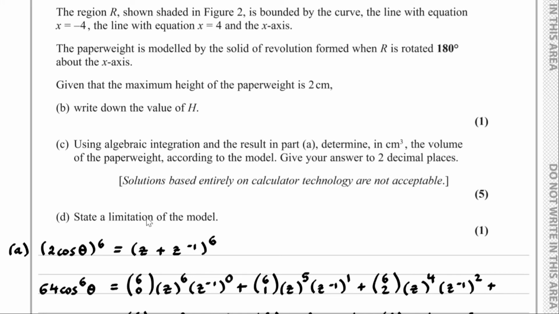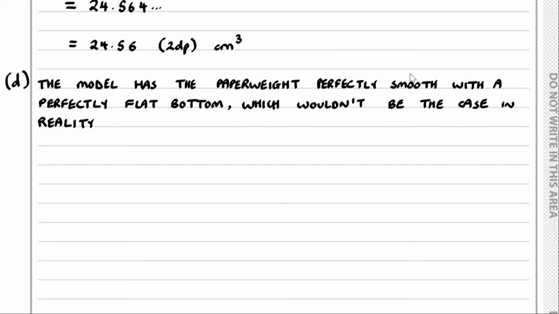Now, for part D, we have to state a limitation of the model. Well, the model has the paperweight perfectly smooth with a perfectly flat bottom, which wouldn't be the case in reality.